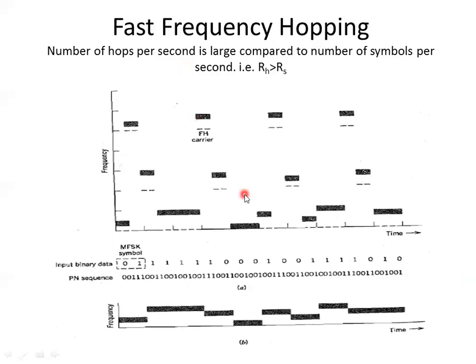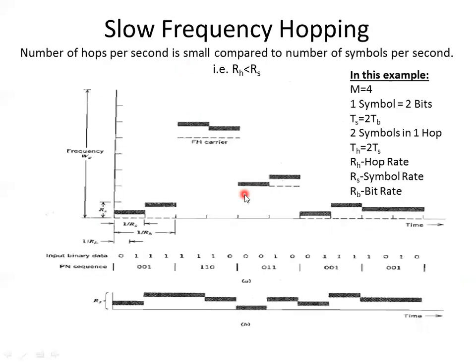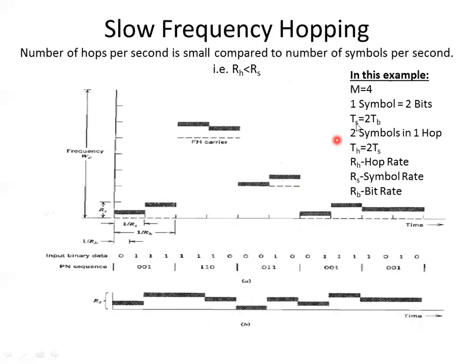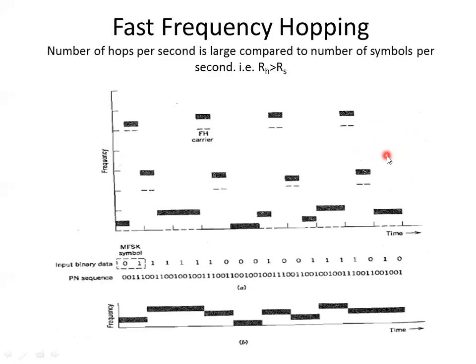In fast frequency hopping, to transmit one symbol, many hops are required. To transmit one symbol, more than one hop is required. And in this example, once again, it's an example of M equal to 4. But in the slow frequency hopping example, we were transmitting two symbols in one hop. Here, we are trying to transmit one symbol in two hops. One symbol in two hops.